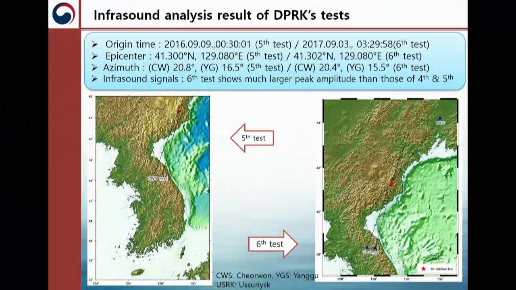For the infrasound analysis result of the DPRK tests, the fifth and sixth tests show very clear signals detected from the Korean infrasound stations Cholon and Yanggu, and the azimuth detection result pointed very precisely to the test site. The fourth test signal is very weak, and I think the wind condition was not favorable. The fifth and sixth tests show much larger peak amplitude, so we have much nicer observations compared to the fourth.